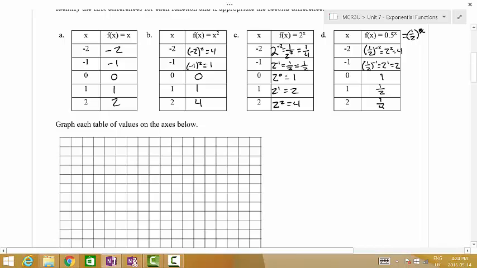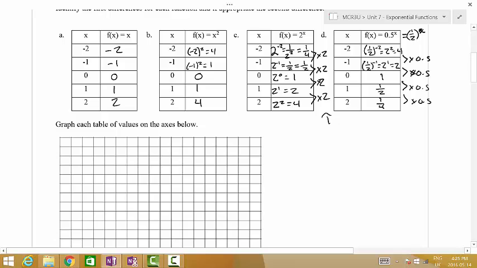What you'll notice, to go from 1/4 to 1 half, we multiply that by 2. To go from 1 half to 1, we multiply it by 2. And so on, and that pattern always works. To go from 4 to 2, we multiply by 0.5. 2 to 1, we multiply by 0.5. And again, that always works.